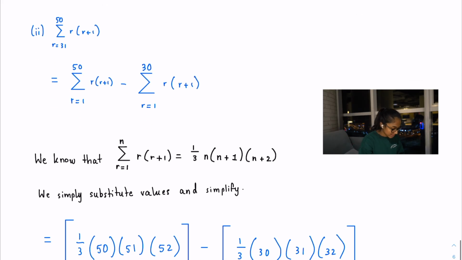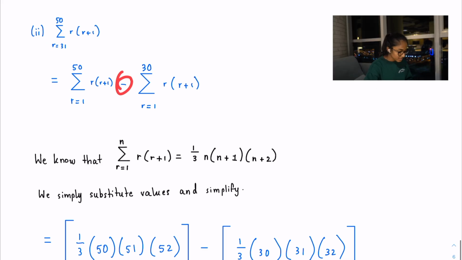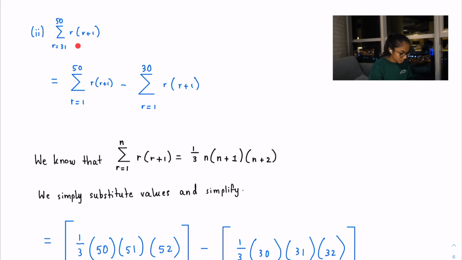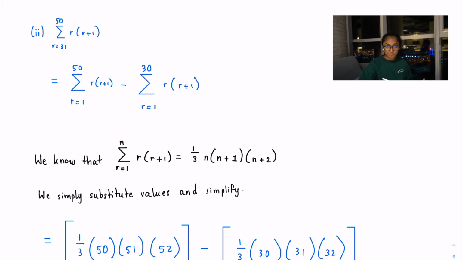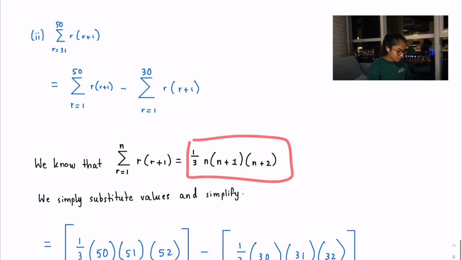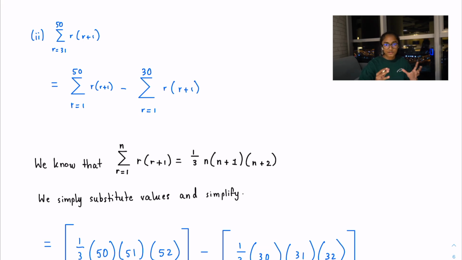So we say, okay, r is equal to 31. We need to split it into 2 and subtract. So 31 minus 1 is 30. And now, that's it. So now we know that we actually proved this before. So it's a third n by n plus 1 by n plus 2. So all we know is that r plus 1, where basically we have the evaluation already.